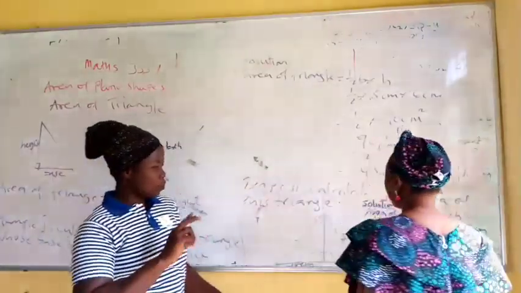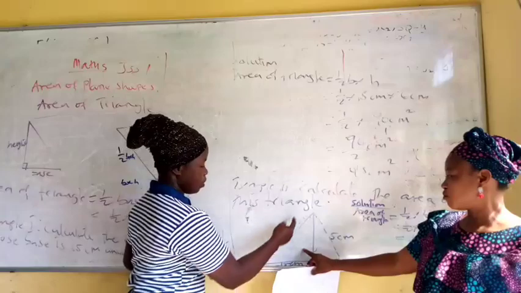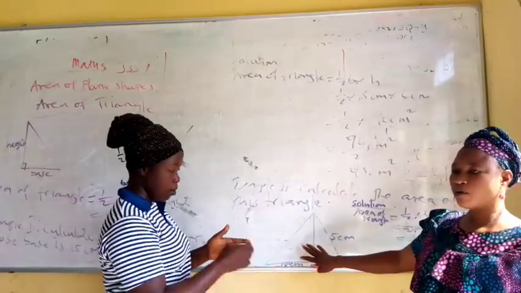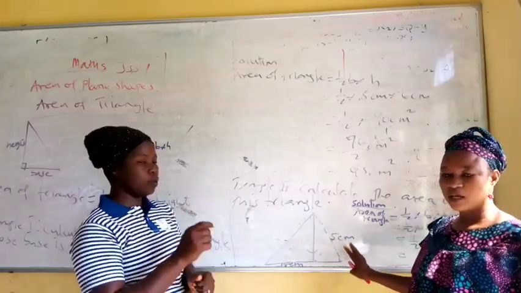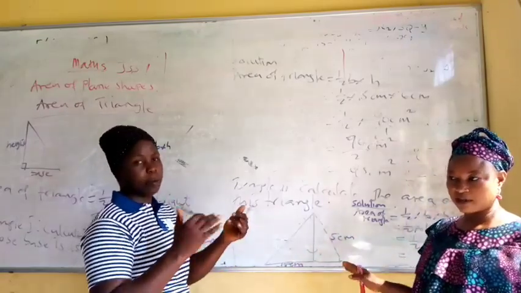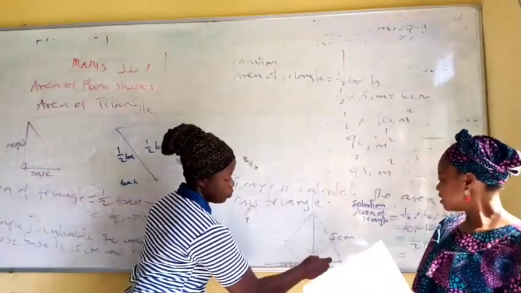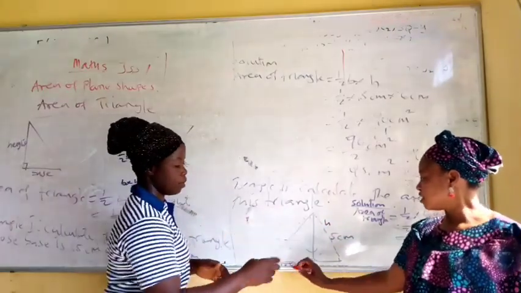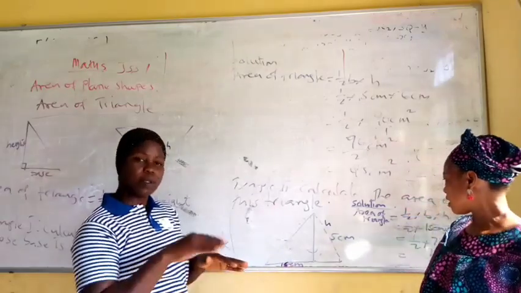The second example, we have to calculate the area of this triangle. From here now, you see that we are going to identify which one is our base and which one is our height by ourselves. The one with the dotted line here signifies height, while this one under this is the base, which is 15 centimeter.